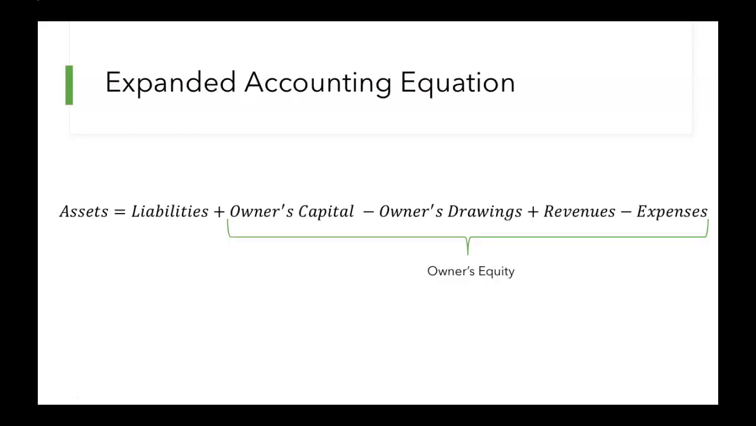We also have the expanded accounting equation. That's your assets equals liabilities plus owner's capital minus owner's drawings plus revenues minus expenses. You can see that owner's capital, owner's drawings, revenues, and expenses all fall under the owner's equity umbrella, right? So that's what is being expanded out in this expanded accounting equation.